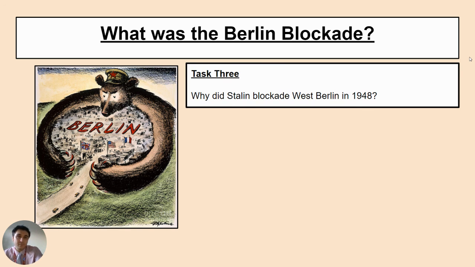But for now, task 3. Why did Stalin block West Berlin in 1948? The orange slides will help if you need to go back. Pause the video here to write a paragraph, and then press play to conclude this lesson.